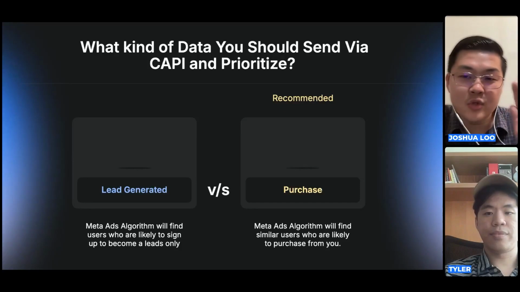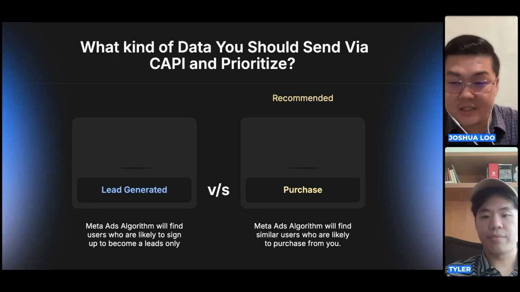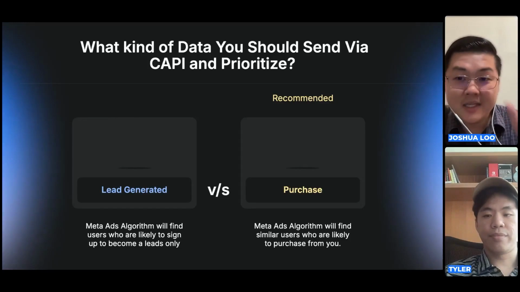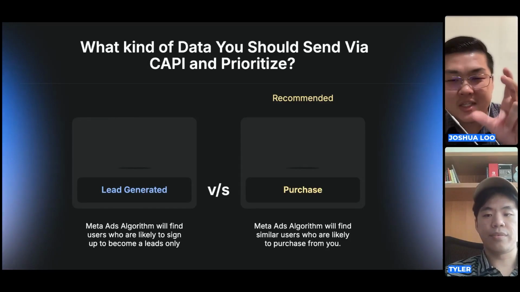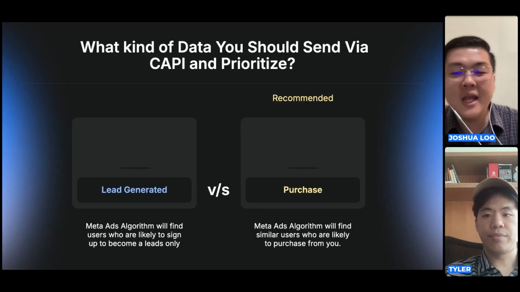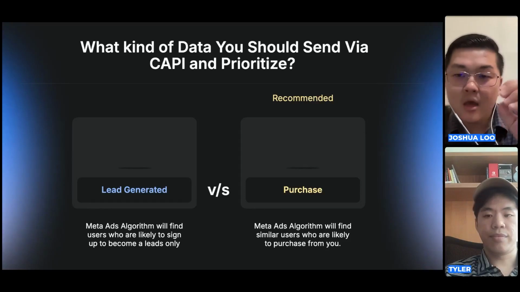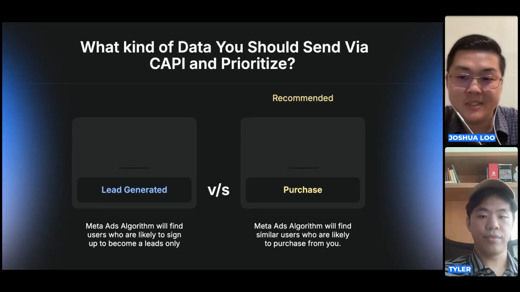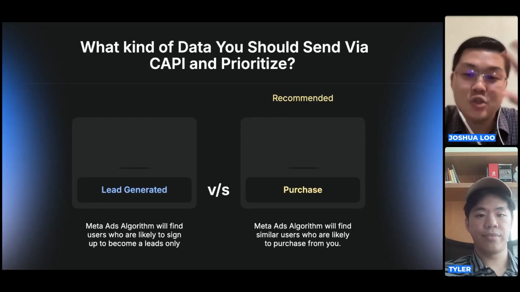For lead generated, you don't need to put the currency. That's because they just want to send a lot of signals to see the data set. But we don't encourage you to use it, because the lead generated data set has low quality leads as well, which is what you don't want. That's why we recommend our customers try not to use lead generated, and use the purchase signals instead. Purchase signals indicate that these are high quality customers, the type of customers that you want Meta to position your ads to.